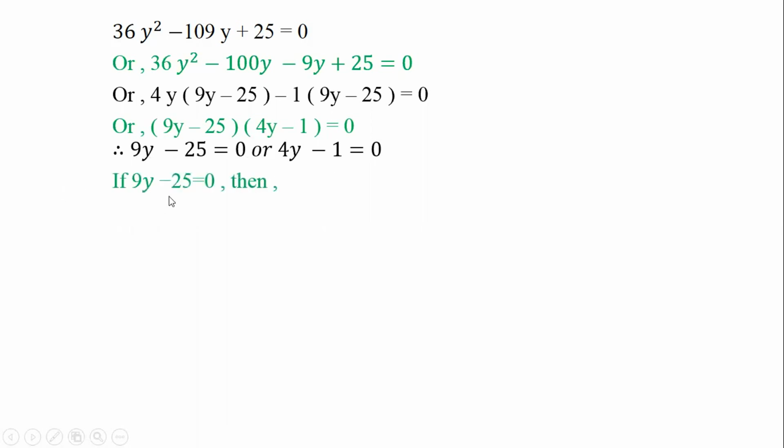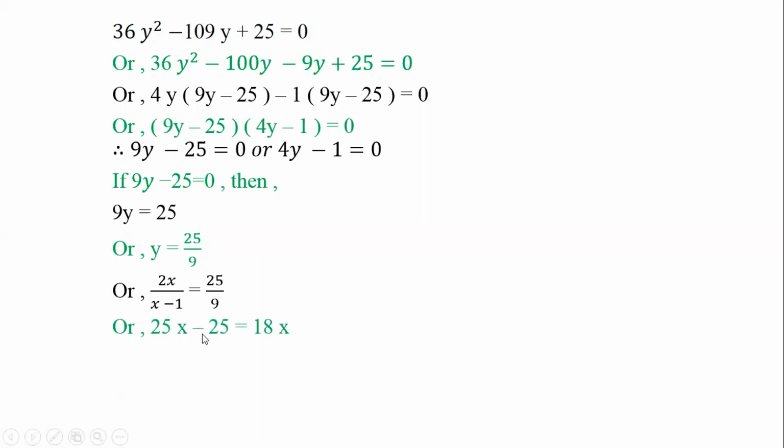If 9y minus 25 equal to 0, then 9y equal to 25, y equal to 25 by 9. Here, if we put the value of y, then we get 2x by (x minus 1) equal to 25 by 9. Here we get 25x minus 25 equal to 18x. Here 25x minus 18x equal to 25, where 25x minus 18x equal to 7x. So x equal to 25 by 7.